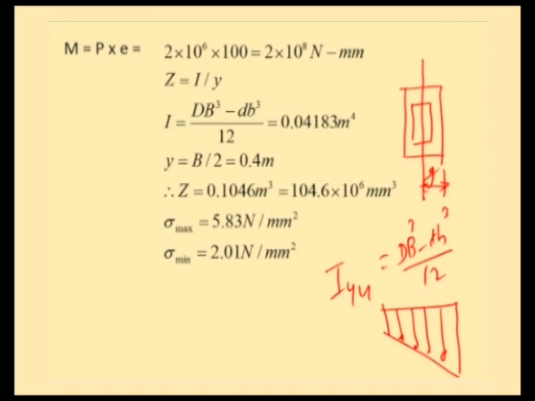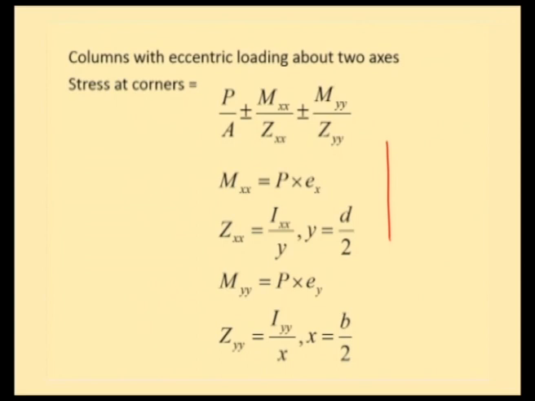So, we have seen clearly what is the direct stress and what is the bending stress. If there is axial load, then direct stress comes into play. If there is an eccentric load, both direct and bending stress will come into play. And we have seen how the direct stress is created in case of eccentric load and how bending stress is produced in case of the eccentric load.